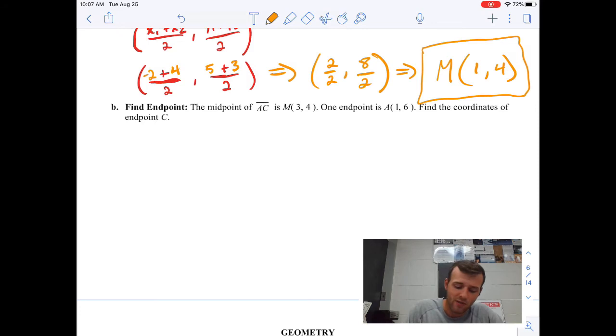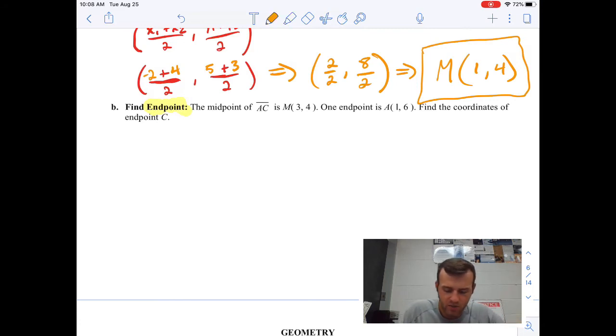This says, and it's a little bit different, let me highlight, find the endpoint. So there's going to be a couple ways that we can attack it, but let's just see what they give us. The midpoint of AC is the point M(3, 4). One endpoint is A(1, 6). Find the coordinates of endpoint C.